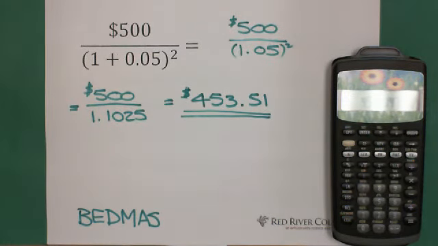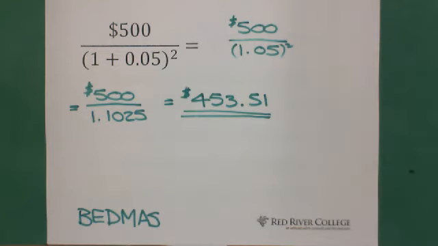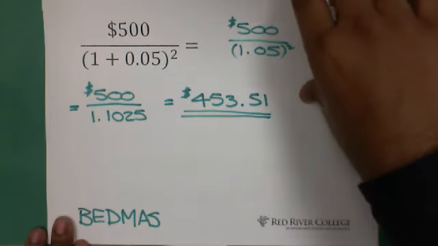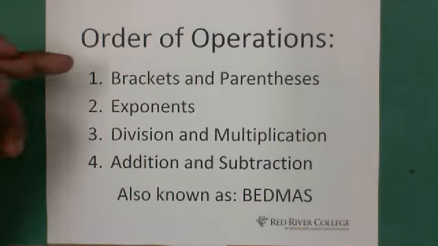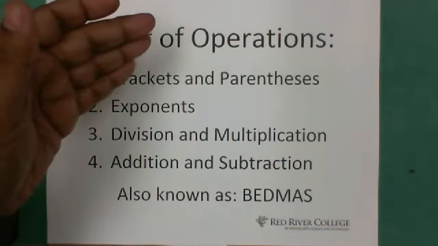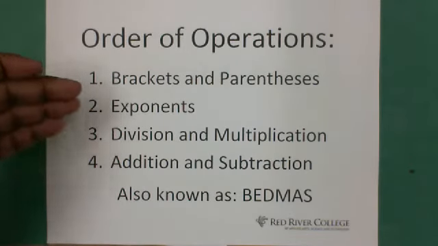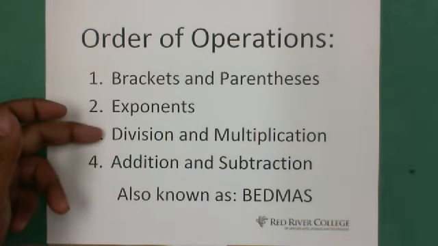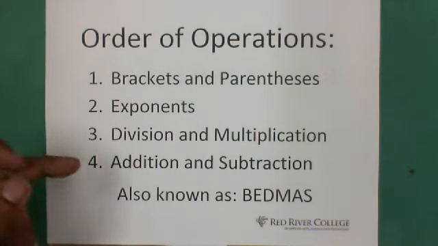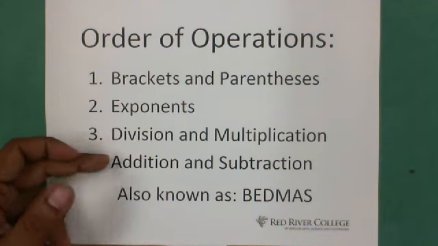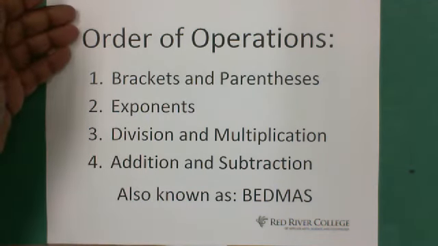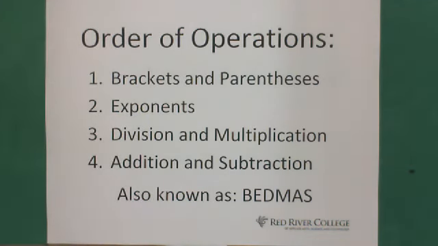All right. So now we have a rule that we can use to help us remember how to perform these operations. Again, we're going from brackets from left to right to exponents from left to right, division and multiplication from left to right, addition and subtraction from left to right. This is the order of operations. It's also known as BEDMAS.